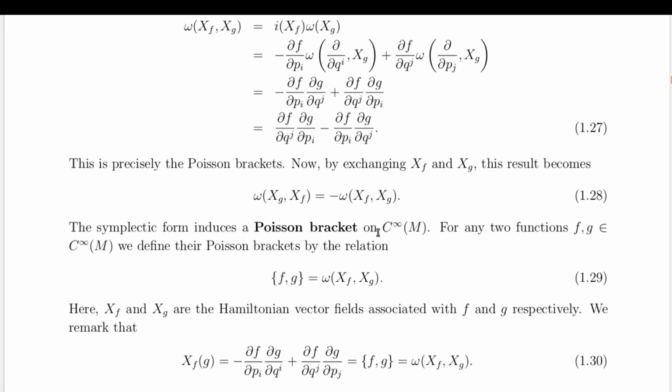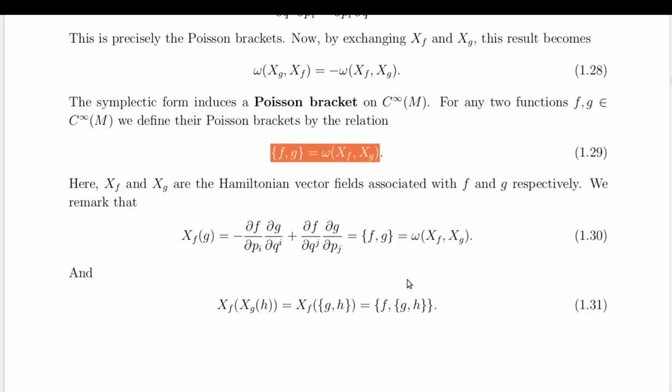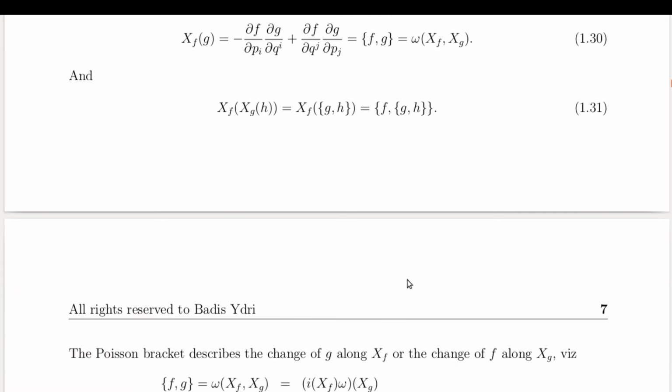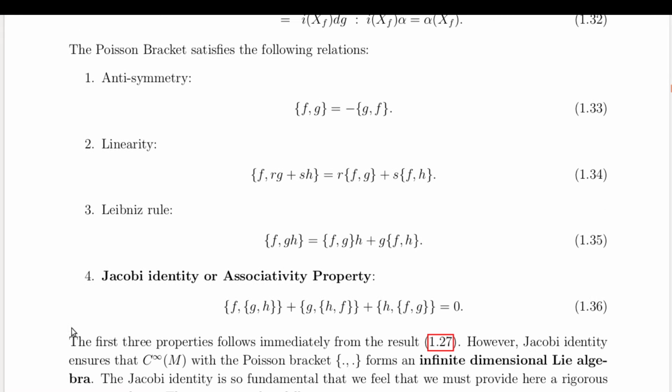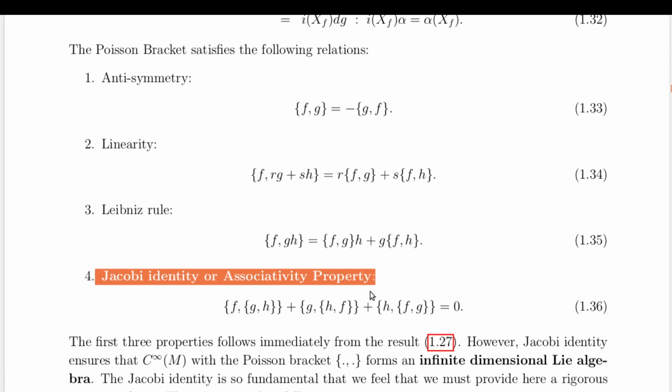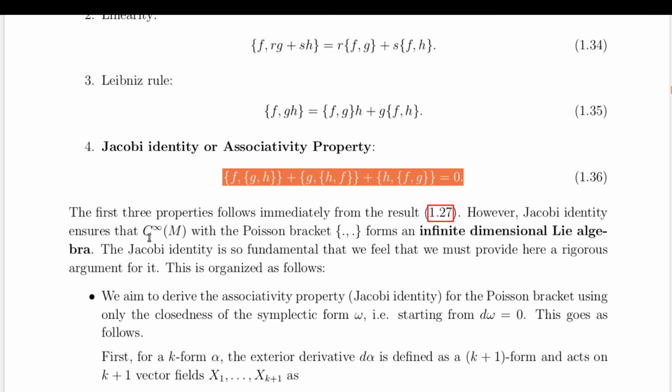The symplectic form induces thus the Poisson bracket, a cornerstone of classical mechanics. This bracket describes the interaction between two observables and captures how one changes along the flow generated by the other. One of the most profound properties of the Poisson bracket is associativity, also known as the Jacobi identity. This ensures that the algebra of observables is well behaved, forming a Lie algebra.